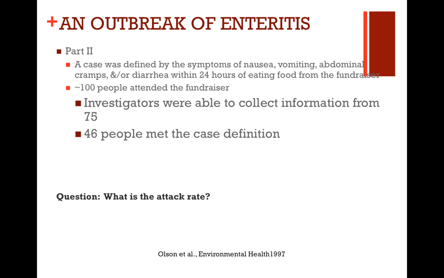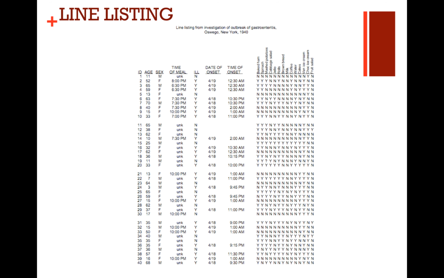And so, how would you calculate the attack rate? So overall, the attack rate would be, in this case, 46 people out of the 75 that we were able to collect information on. So there's an attack rate of about 61.3%. That seems high. We should look deeper. And so this is an actual line listing of an outbreak of gastroenteritis that happened in New York in 1940.